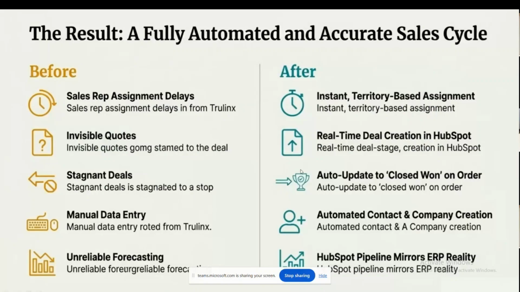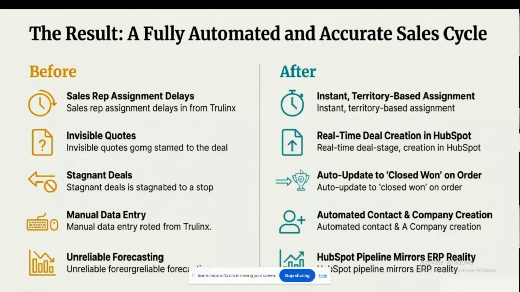So, what are all the before and after effects that we saw after we implemented this automation? Before we implemented this automation, there was a huge delay in sales rep assignment. And after we implemented this, the one major achievement is that as and when the sales reps were assigned to codes, we were able to instantly create or update a code and then do territory based assignment to the sales rep and notify them, hey, we have received a new code, just follow up with the customer and then close it off.